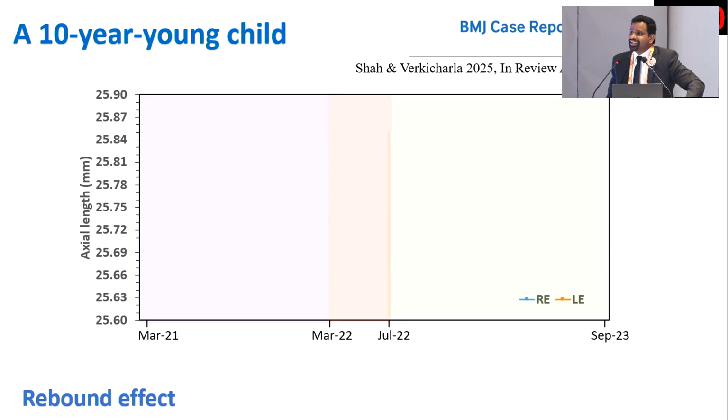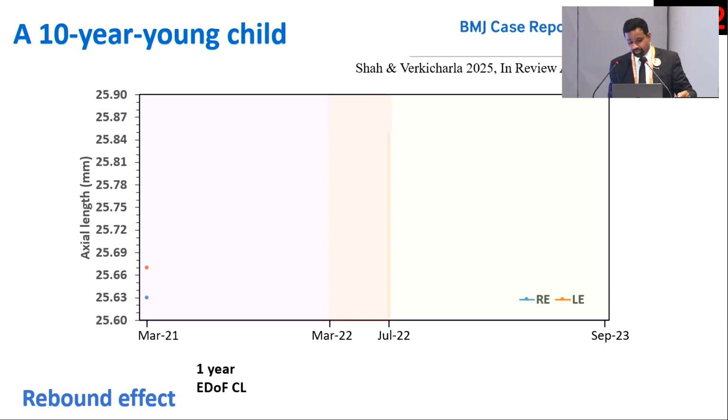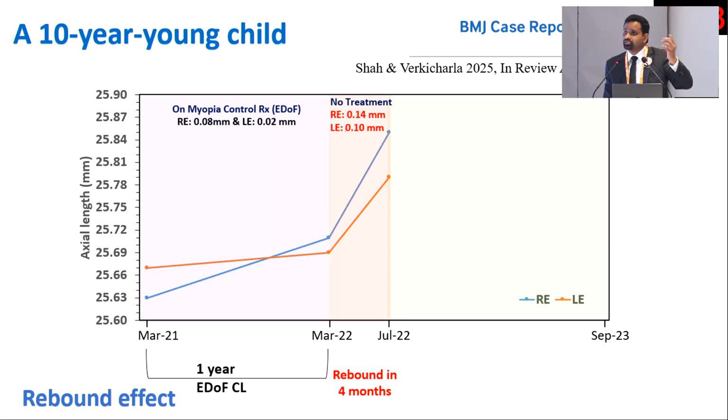So we also see that, okay, is it rebound happening only with the atropine? No, the rebound is also seen in optical myopia control treatment options. I will show you with this case. There's obvious myopia progression, and we started them on extended depth of focus contact lens, and that's the changes, 0.08 millimeter and 0.02. Very happy. Patient did not use contact lens for 4 months. You see that change. Just 4 months, it went to 0.14 millimeter.